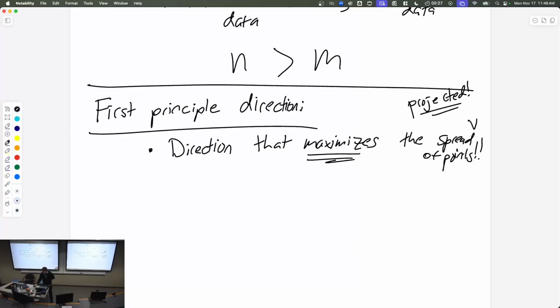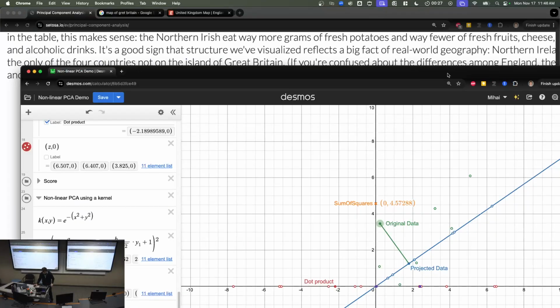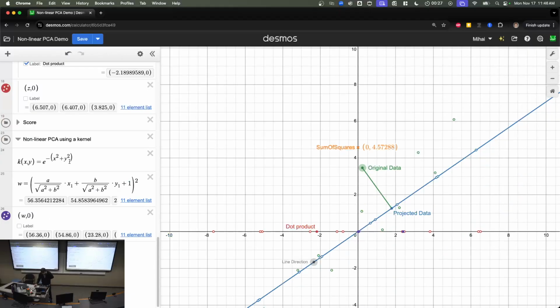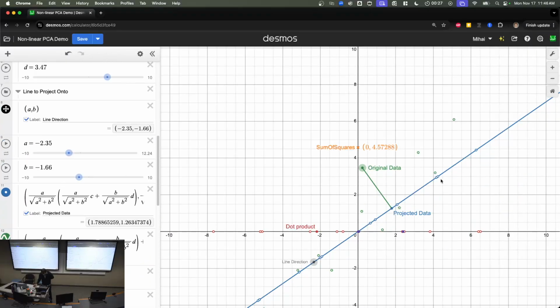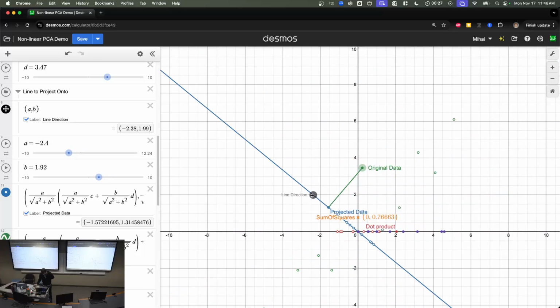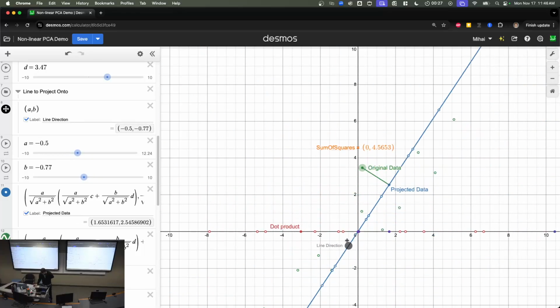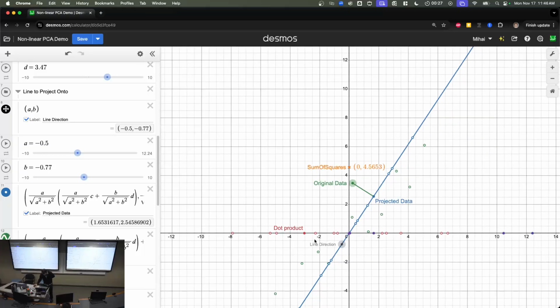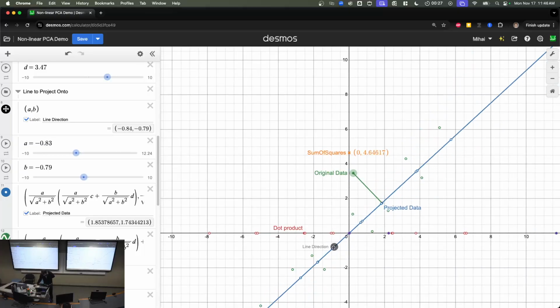Let me remind you with a picture what this was like. So we were saying, what direction is the best? Well, we can try all the directions, and we want to make the sum of the squares of the points as high as possible. So you pick a direction where these projected points, when you project perpendicularly from a data point onto this line, are spread out as much as possible. And we figured out it was something like this, where the sum of squares is as high as possible. That was the first principal component direction.